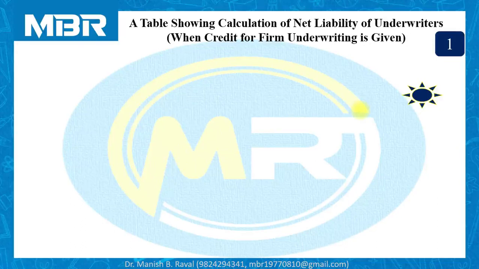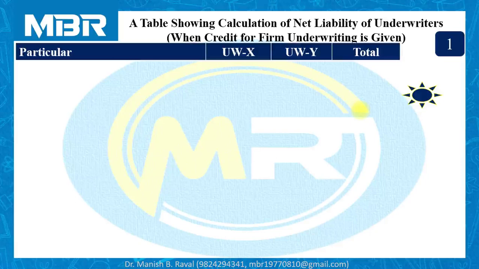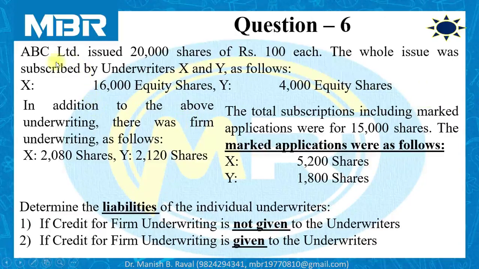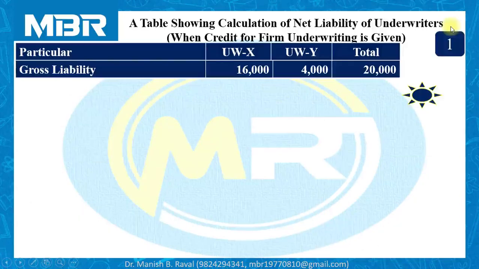When credit for firm underwriting is given, here the word is replaced. Earlier it was not given. Now it is given. Particulars: underwriter X, Y and total. Gross liability, same as given in the question. You can check your question. It is clearly mentioned: gross liability of underwriter X 16,000 and underwriter Y 4,000 equity shares. So there is no change. 16,000 plus 4,000 equals 20,000.